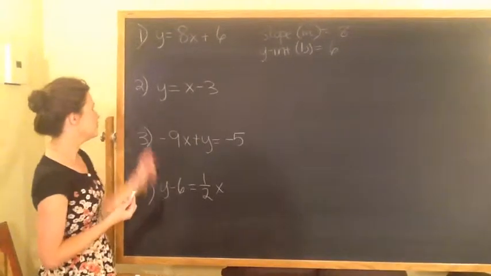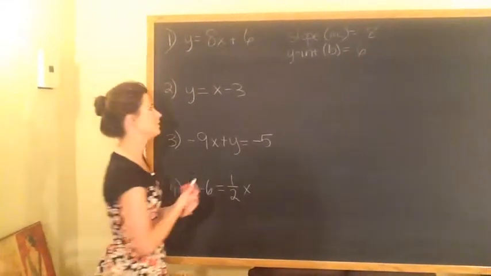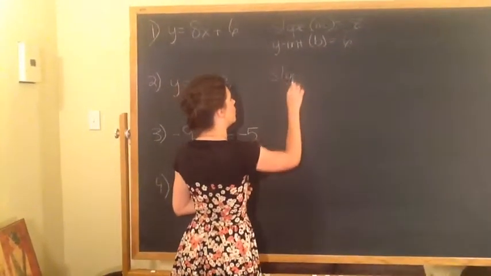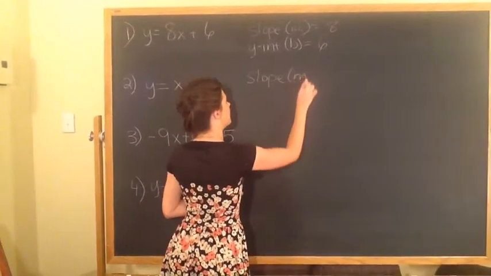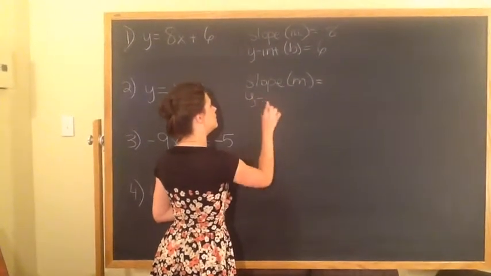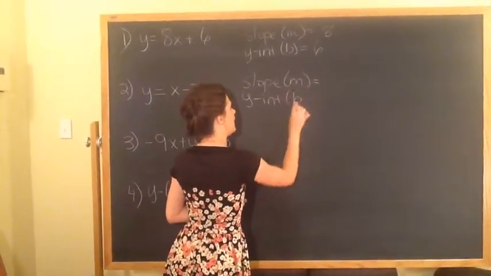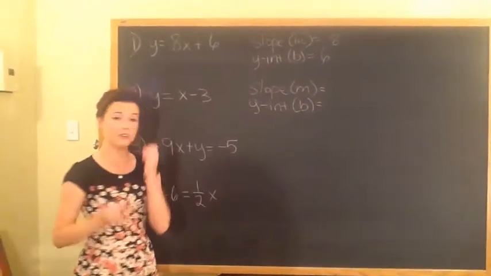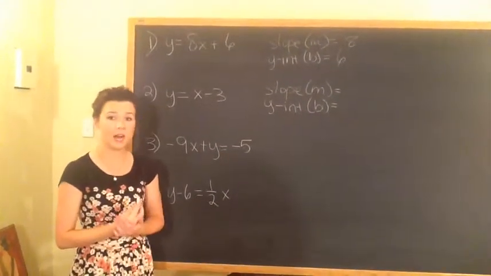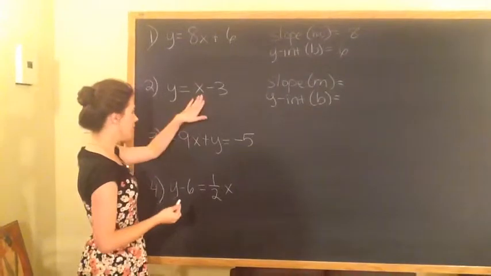Alright, let's go ahead and look at number 2. It says y equals x minus 3. So we're going to look for our slope, which is represented by m, and our y-intercept, which is represented by b. Alright, so to find the slope term, we need to find the x term. So here's my x.